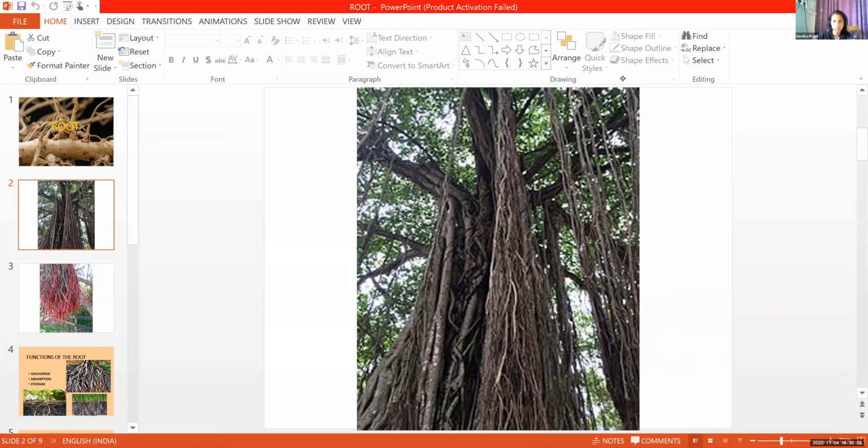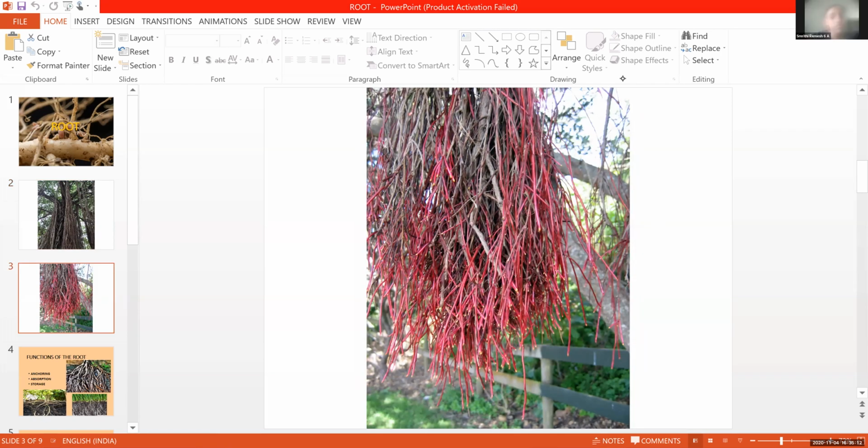I'll show some more pictures of aerial roots. See, interesting, no? The roots seen above the ground level. So if anybody asks you, are all roots present below the ground or inside the soil, what will you say? No. Some of them have roots above the ground level, which are known as aerial roots. Very good. Everyone understood that? Ananya, understood? Yes.